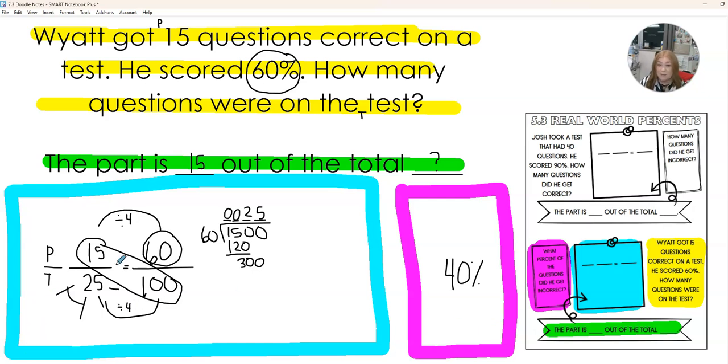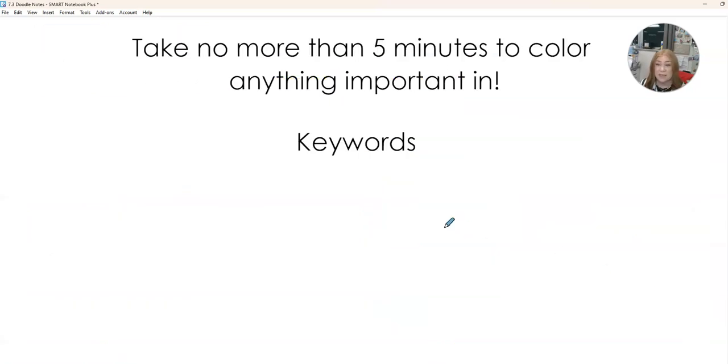So there we go. Every time, find your percent. Decide in your story problem, is this a total or is this the part to finish setting up your problem? Let's go ahead and spend a few minutes coloring that in. Some keywords, the parts, the totals, to help you remember how to set those problems up.